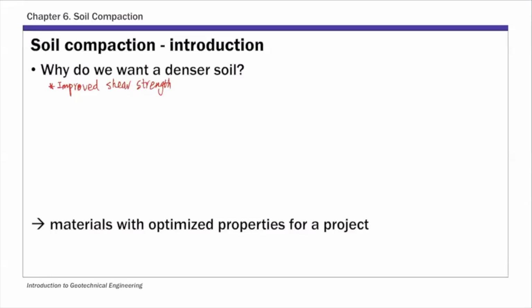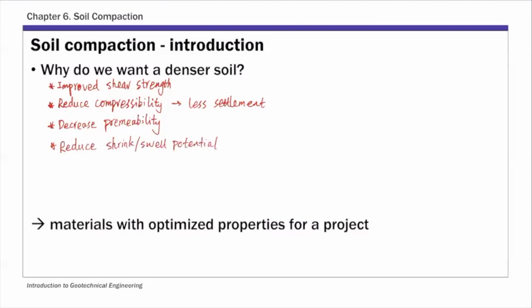The second reason is to reduce compressibility, and reduced compressibility leads to less settlement. The third reason for a denser soil is to decrease permeability. The next one is to reduce shrink and swell potential. And finally, a denser soil also means you have less liquefaction potential. So those are some typical reasons why we want a denser soil.